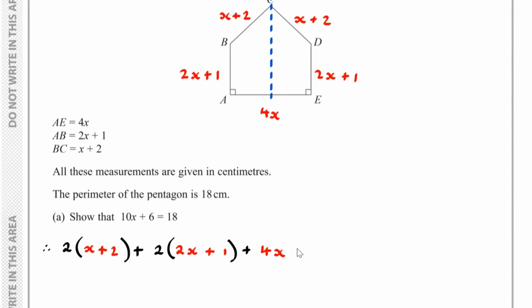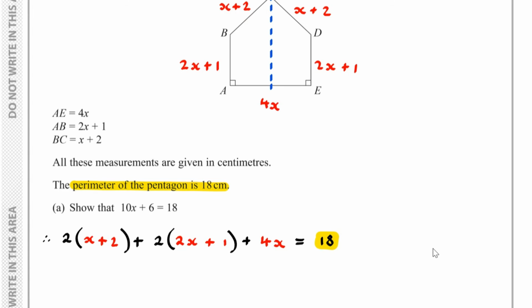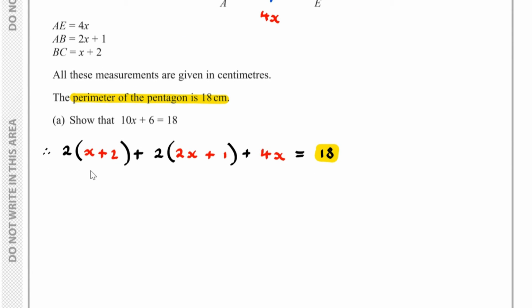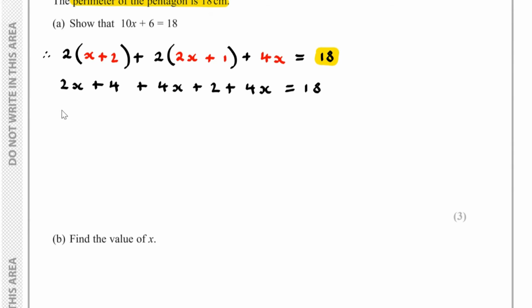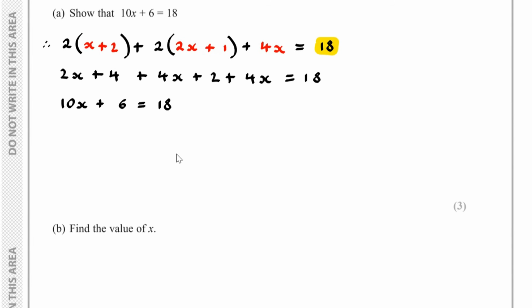And the result of this is equal to 18. We are told that the perimeter is equal to 18. 2 times x is 2x, then we add the 4, then we have 4x plus 2 plus another 4x, that's equal to 18. So we've got 10x plus 6 equals 18, and that's what we wanted to show.